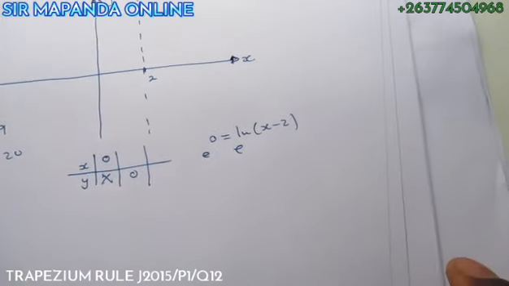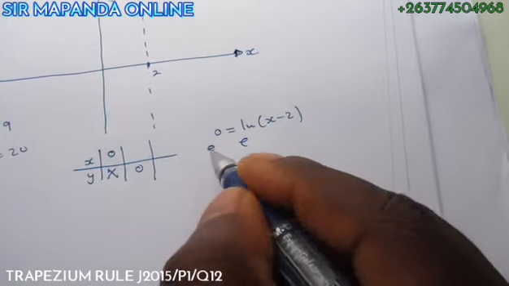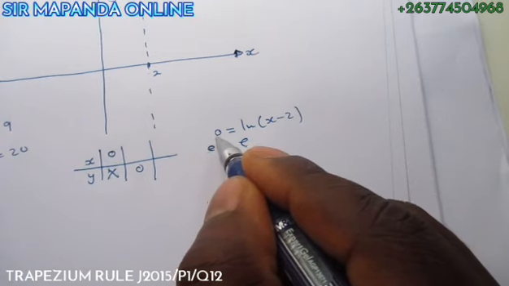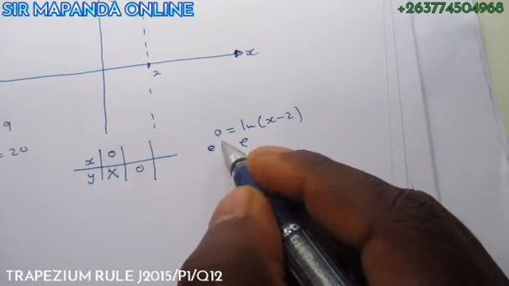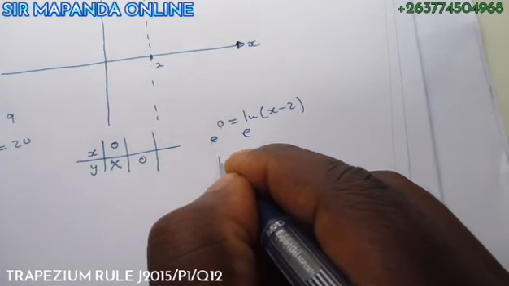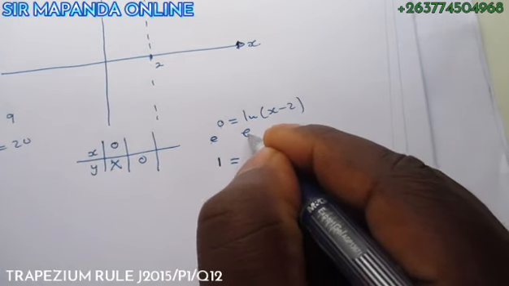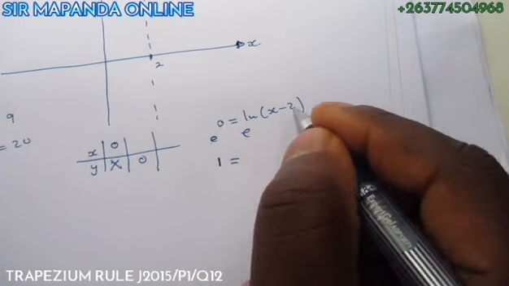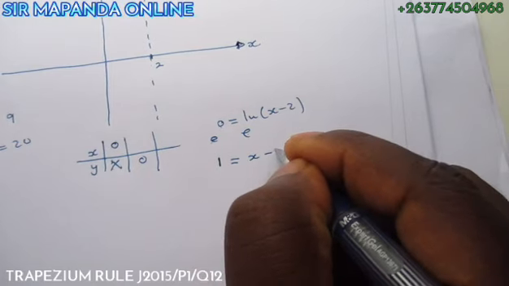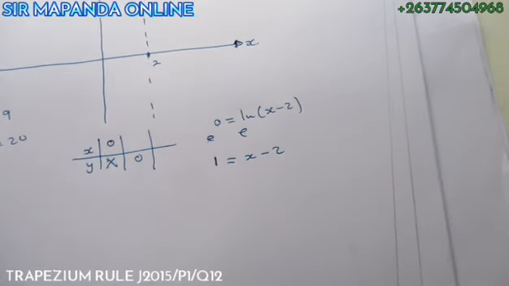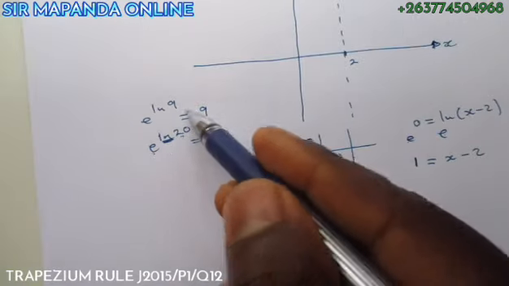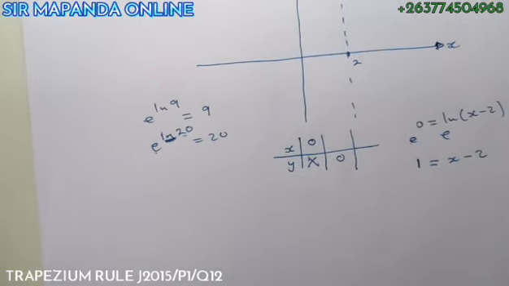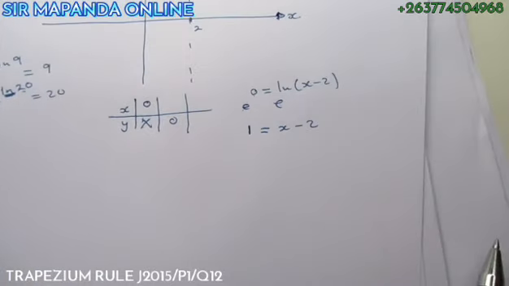So after introducing exponential both sides, e to the power of 0, from the laws of indices, any number raised to the power of 0 is 1. So e to the power of 0, you get 1. Then e to the power of ln(x minus 2) gives you x minus 2, which is the term in front of the ln. Since e to the power of ln 9 is 9, e to the power of ln 20 is 20. I hope you are following, class.